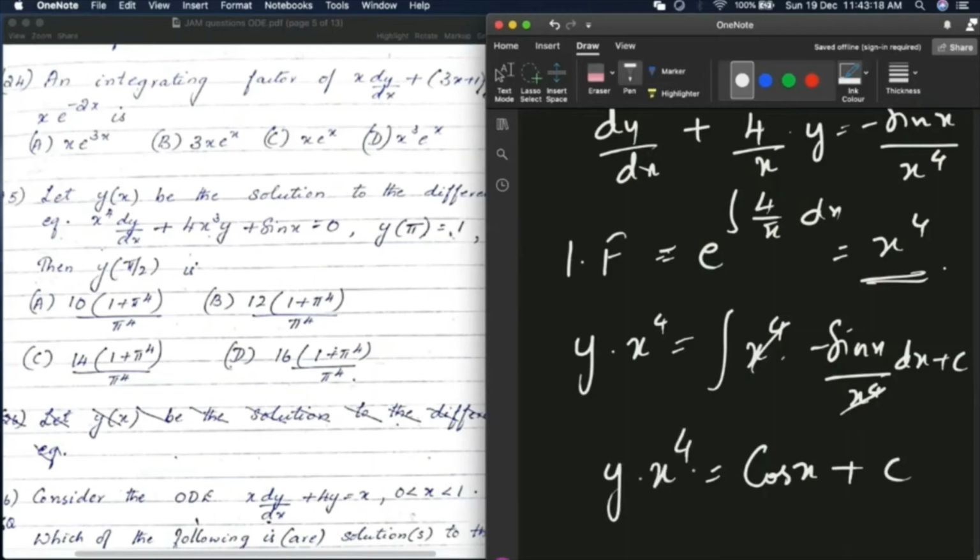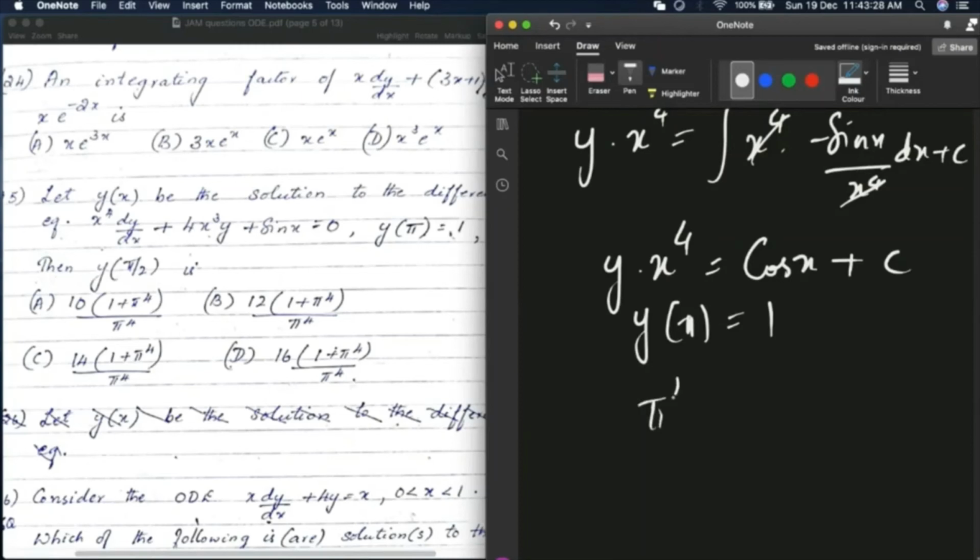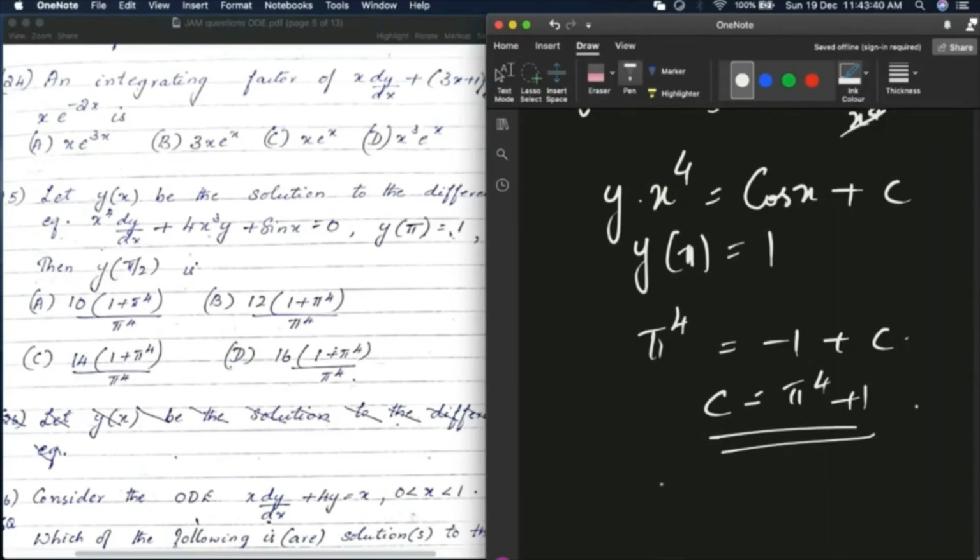y into x raised to 4 is equal to cos x plus c, and c you have to find out. y of pi is given. So pi raised to 4 is equal to cos pi, which is minus 1, plus c. So c is equal to pi raised to 4 plus 1. So y into x raised to 4 is equal to cos x plus pi raised to 4 plus 1.